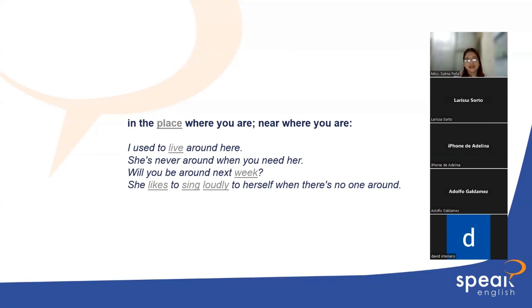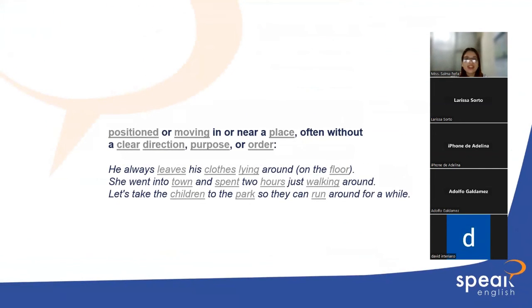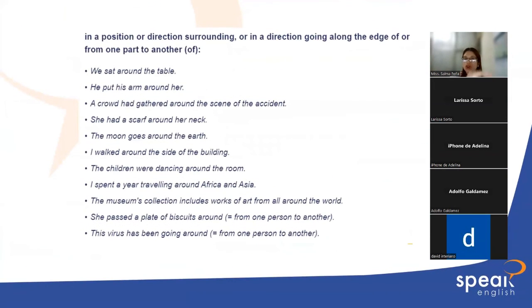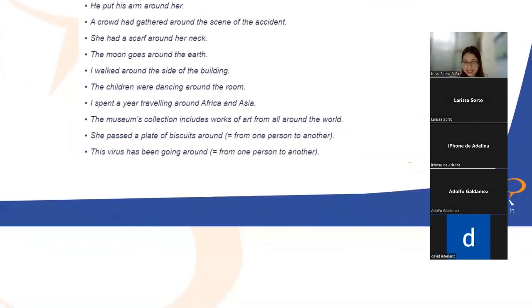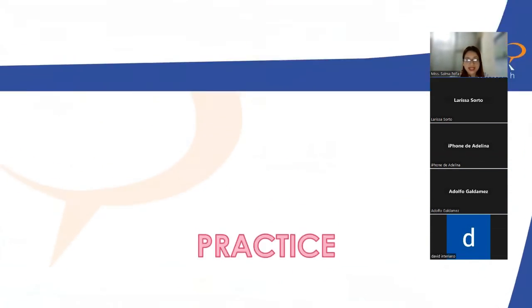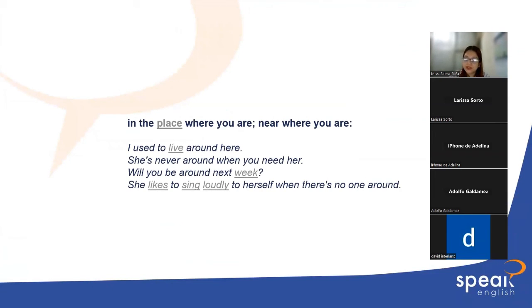That is another moment to use this preposition around. With this one, be careful because it could have many different meanings. Imagine you can talk about place, moving, a clear direction, a purpose, or an order. You can read the other examples to study, and that's it. That was the last phrase we have in which we can use around. On Tuesday in the speaking class, we're going to practice with this preposition, because I want to make clear when and how you can use them.